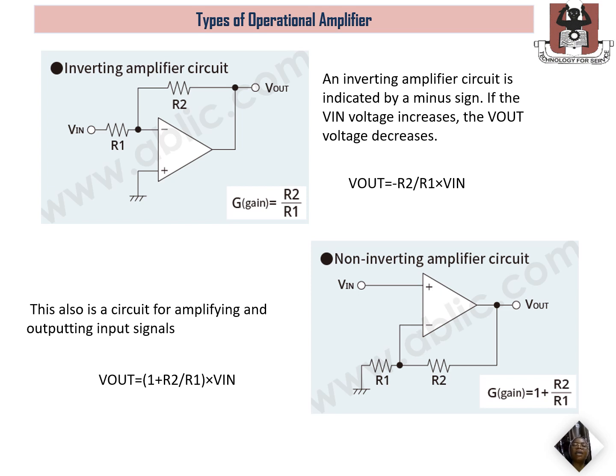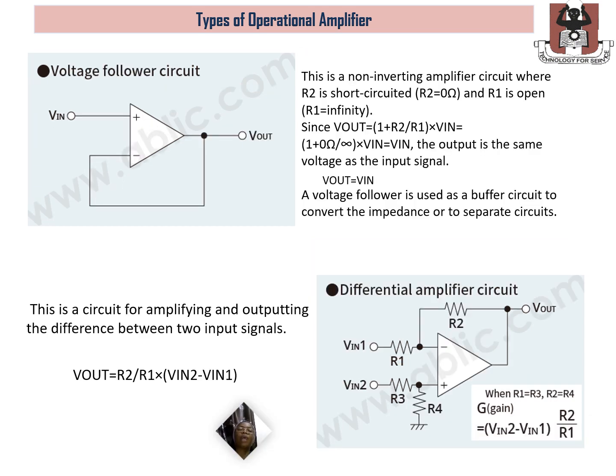We have the inverting amplifier circuit. The inverting amplifier circuit is indicated by a minus sign. So the voltage in increases while the voltage out decreases. Then the non-inverting amplifier also helps to amplify an output signal. The voltage out is 1 plus R2 over R1 times V in.